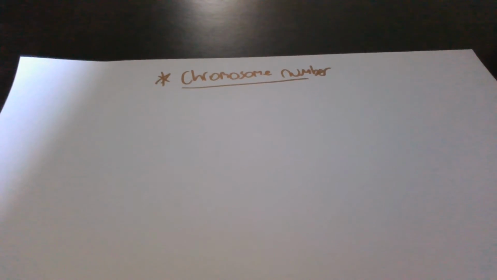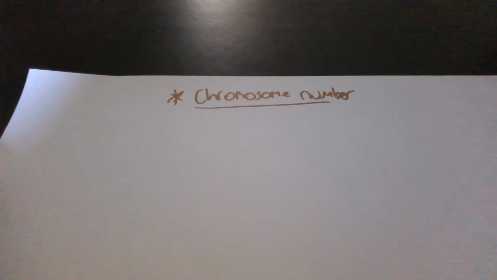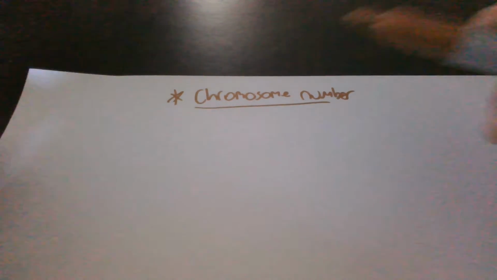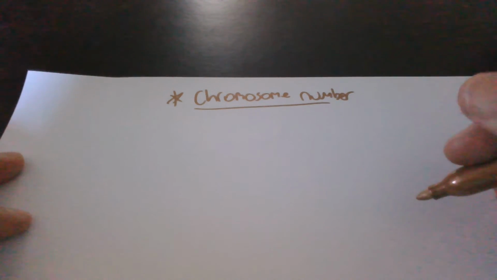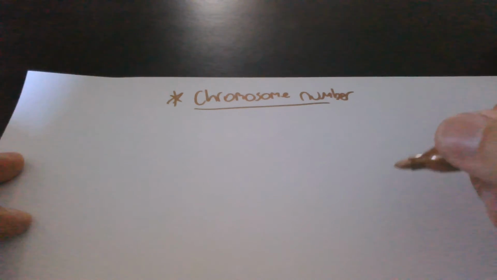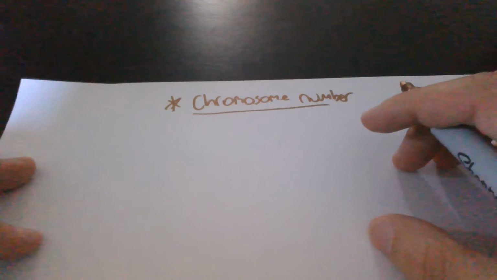Okay, in this video, I want to talk about chromosome number, diploid number, autosomes, and haploid number. If you remember from my previous video, chromosomes are basically made of DNA. They're found in the nucleus of every cell, except for the gametes, the sex cells, and red blood cells. They're thread-like structures made of DNA.